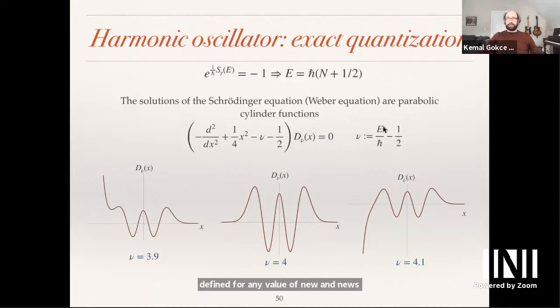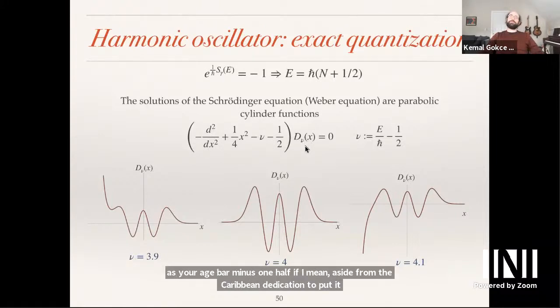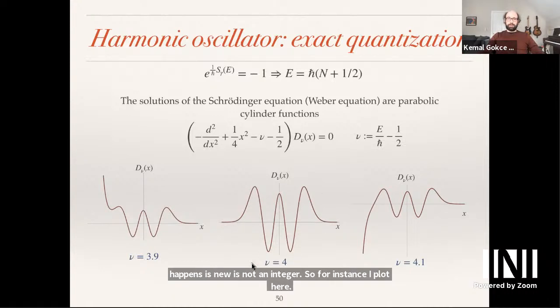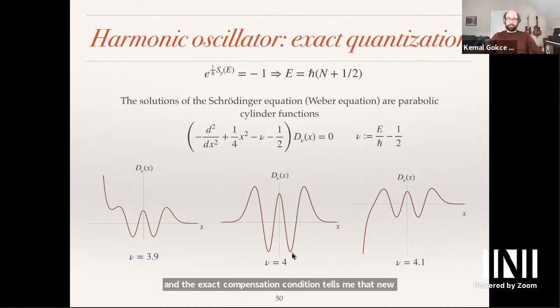And nu is identified as E over h bar minus 1/2 if I massage my Schrödinger equation to put it in this form. And the exact quantization condition tells me that nu has to be an integer. Okay, so what happens if nu is not an integer? For instance, I plot here the wave function for the fourth level, right?